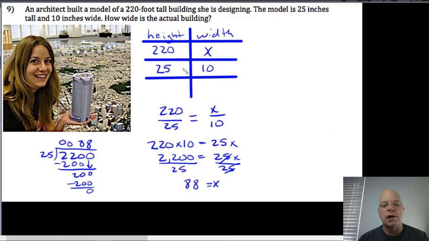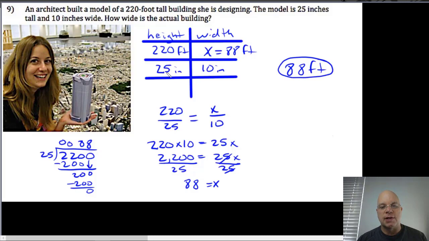And if you were wondering about the units, here we had inches and here we had inches. As long as I think about the units for this row, it's feet here, so this must be feet. So 88 feet would be the height, or I'm sorry, the width of the actual building. And so does that make sense? The width is less than half of the height here. This width is less than half of this height, because half of this height would be 110.